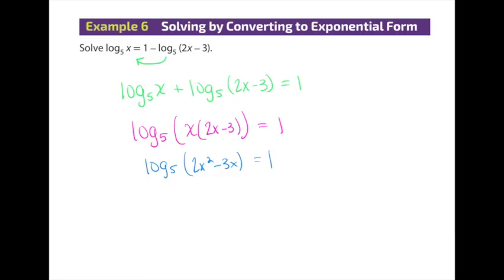Now, remember, bases cancel out bases, right? What's the base of this log? 5. So I'm going to use a base of an exponent. I'm going to have 5 as my exponential base here on both sides. On the left-hand side, it cancels out. I have just the 2x squared minus 3x. On the right-hand side, I have 5 to the first power. What is 5 to the first power? Just 5. Had that been a 3, it would have been 5 cubed.